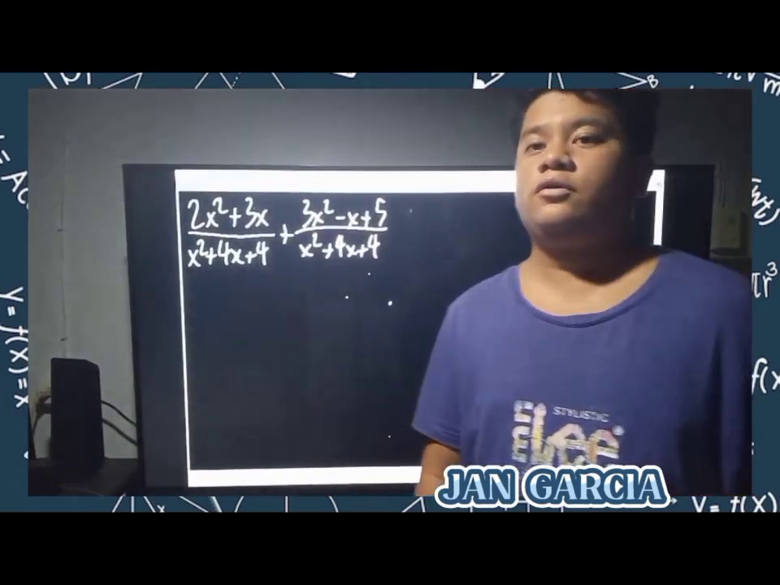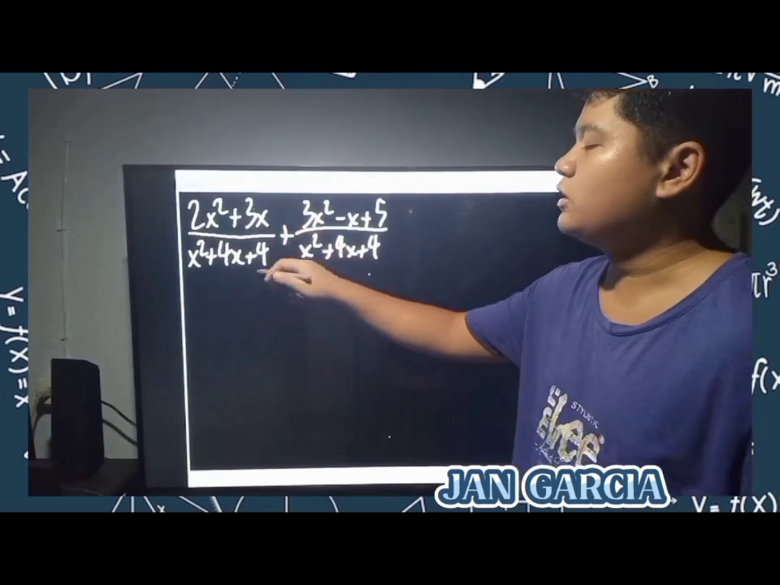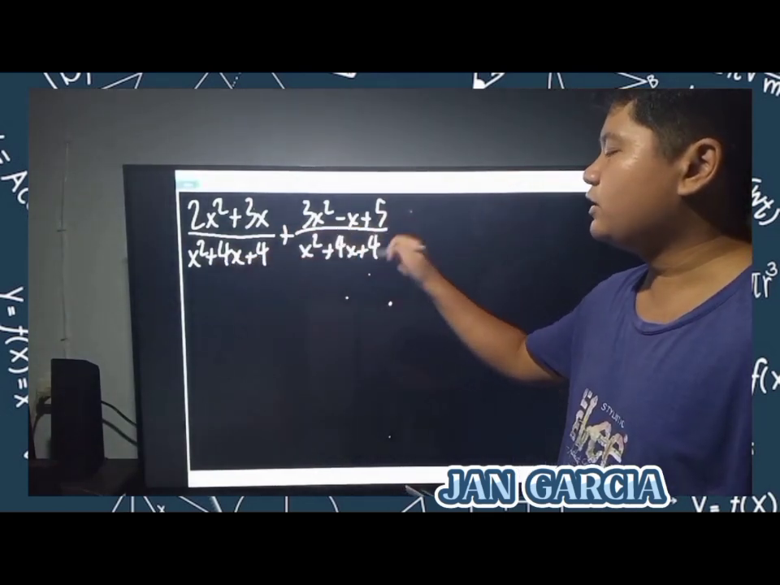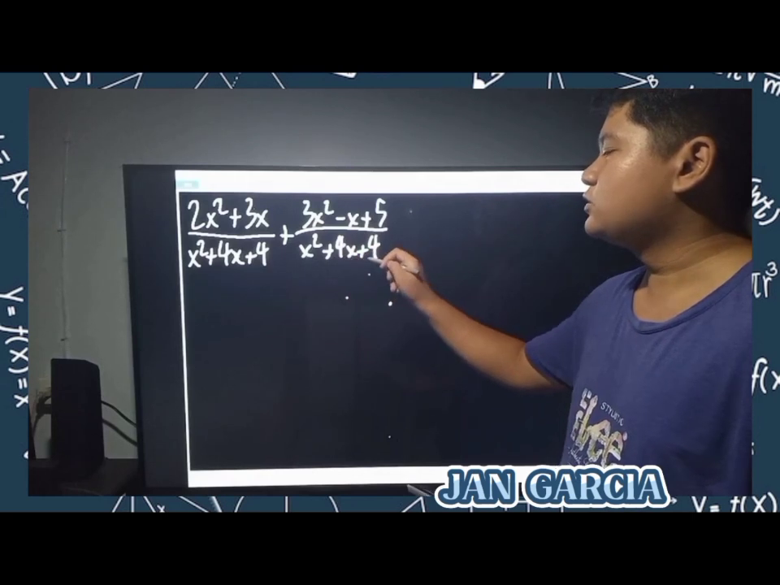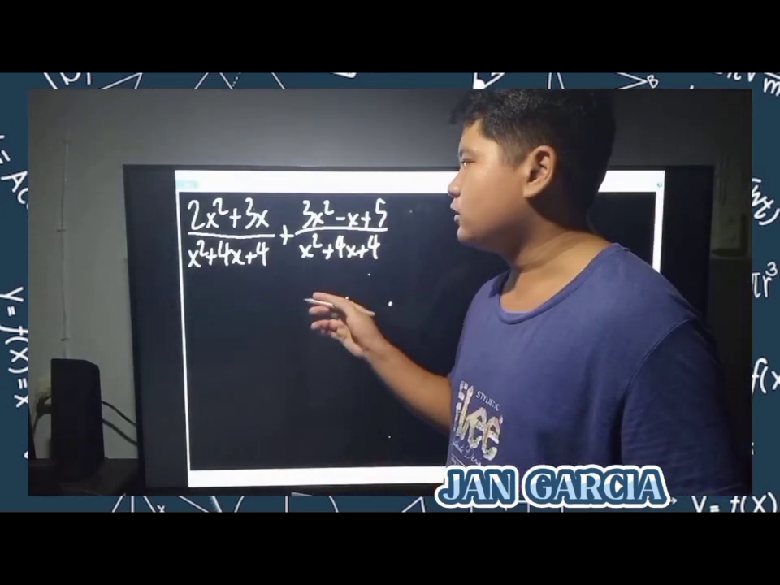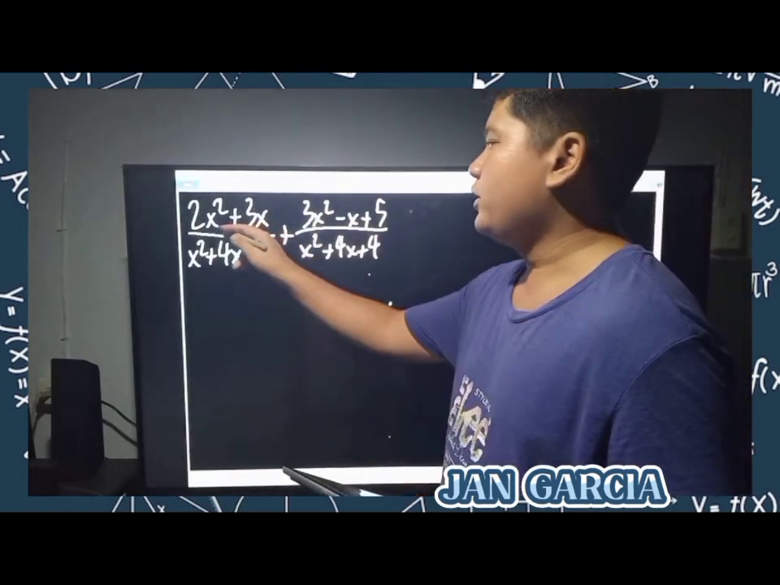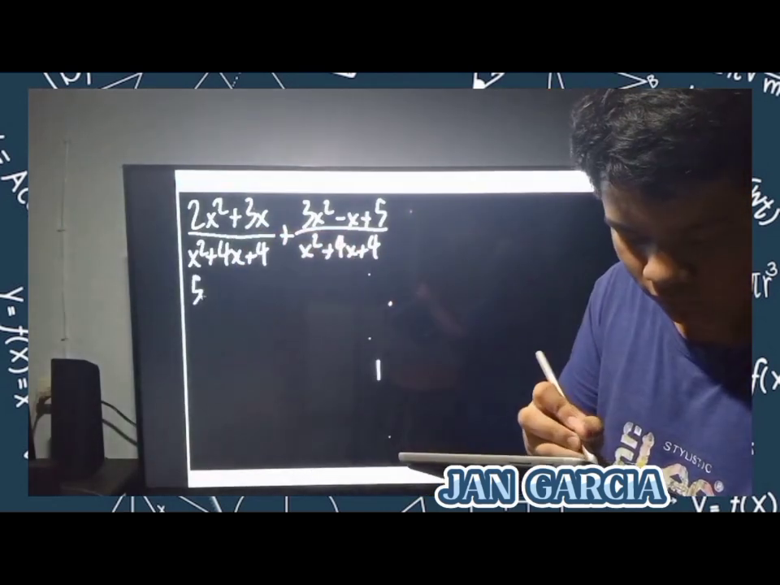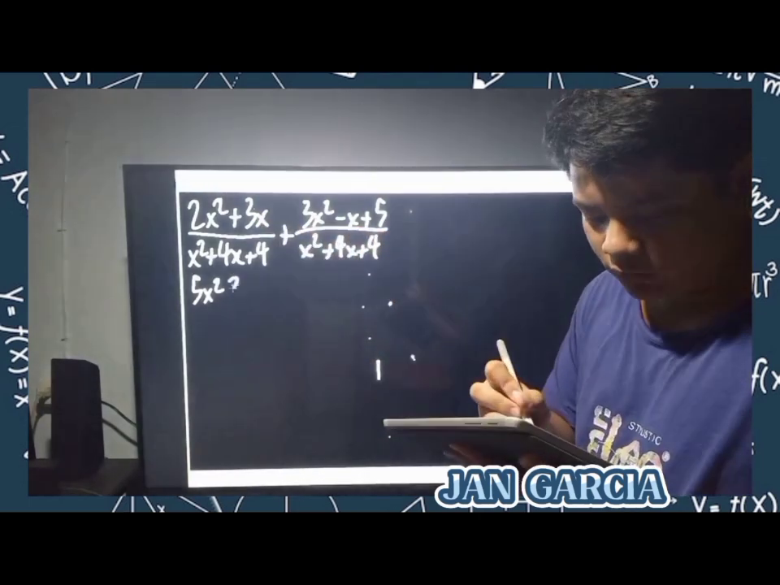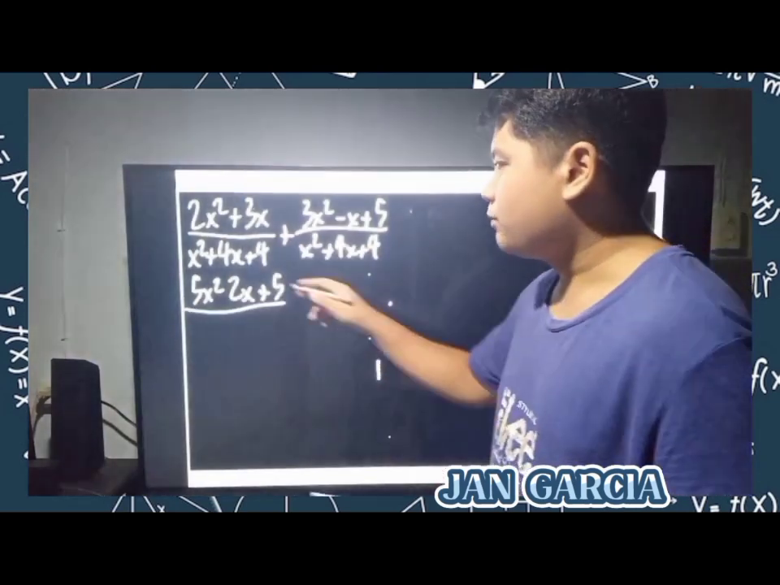Difficult example of adding rational expressions with the same denominator. The example is 2x squared plus 3x over x squared plus 4x plus 4, plus 3x squared minus x plus 5 over x squared plus 4x plus 4. First, since we have the same denominator, just copy the denominator later. And just add the numerators with like terms. For example, 2x squared and 3x squared is 5x squared, and 3x and negative x is 2x. And the last term is 5, just copy 5. And then copy the same denominator.